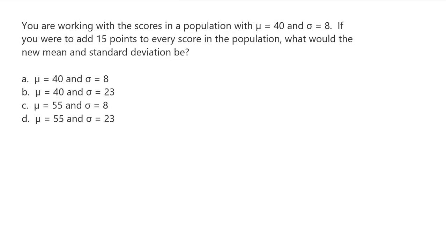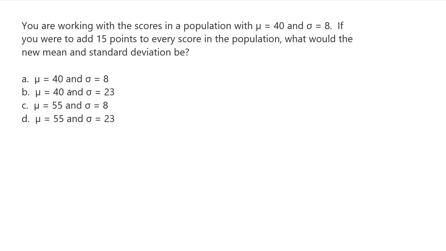You are working with the scores in a population with the population mean equals 40 and the population standard deviation equals 8. If you were to add 15 points to every score in the population, what would the new mean and standard deviation be?